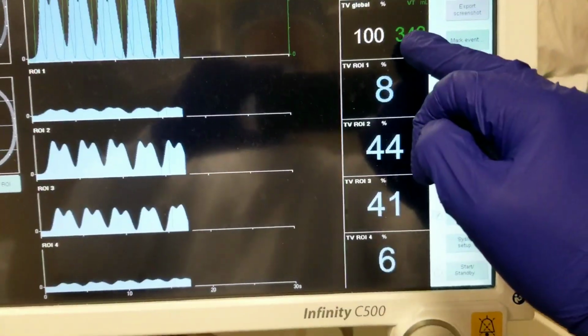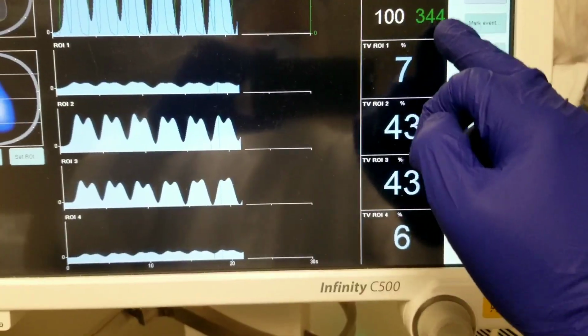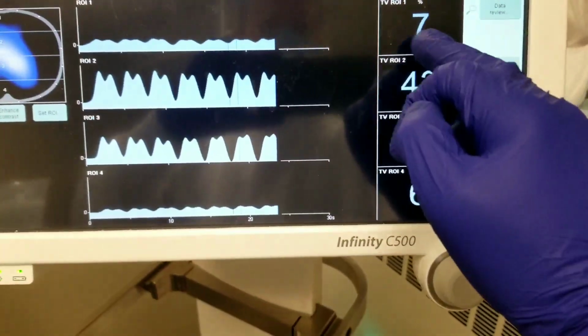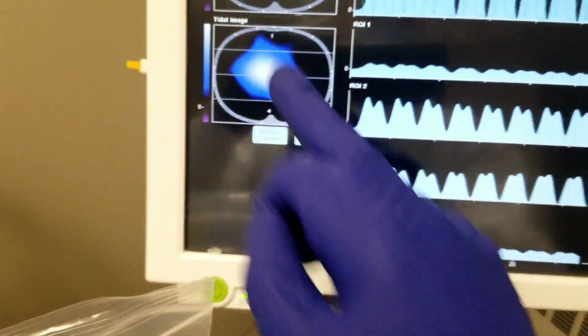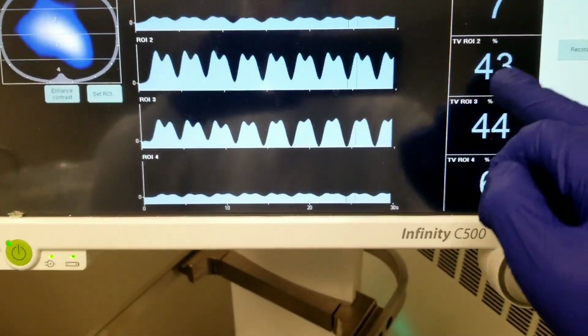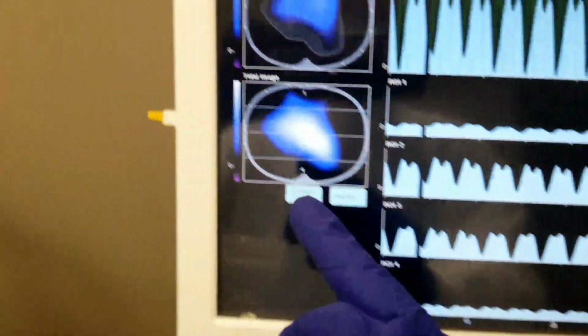Each tidal volume here is given as a percentage. So the 344, okay, 70%. You can multiply 344 times 0.7. That's how much air is going into the ventral region. Same thing, multiply 42% of that, and you get a distribution of the ventilation regionally.